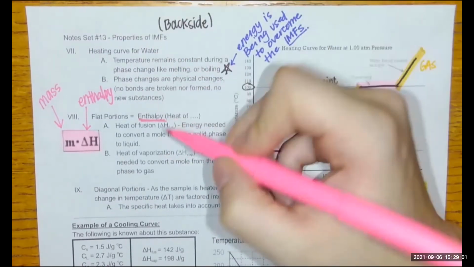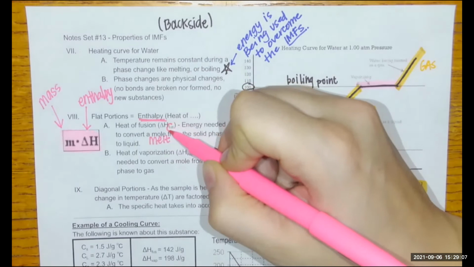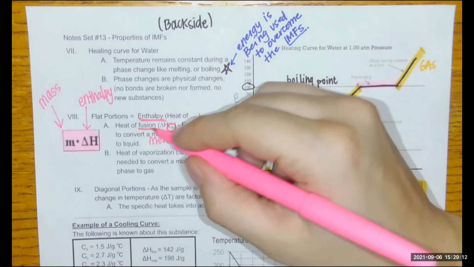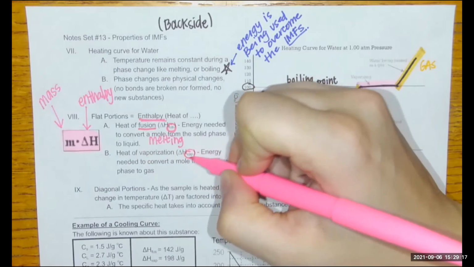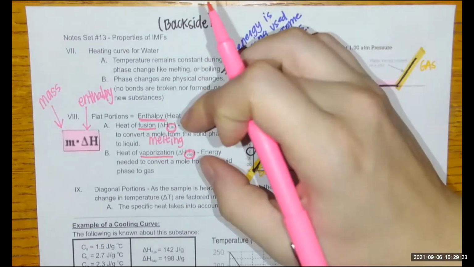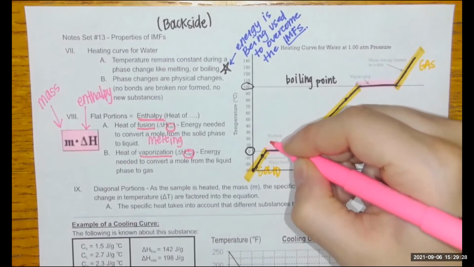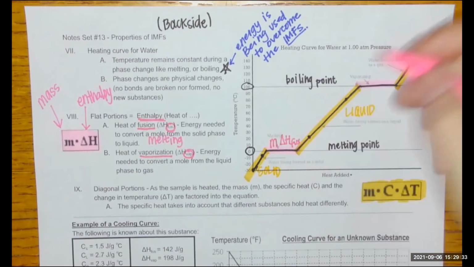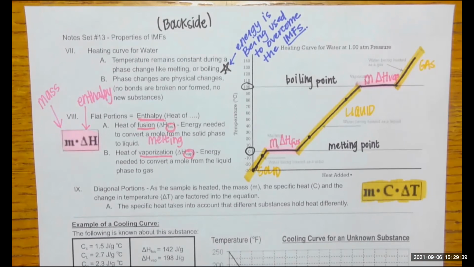When you're melting, we deal with delta H fus, which stands for fusion. That's the old word for melting. And delta H vap is either evaporating or vaporizing. And those are what we're going to use here. So when we're doing the melting portion, it would be m times delta H fus. But up here, it would be m times delta H vap.